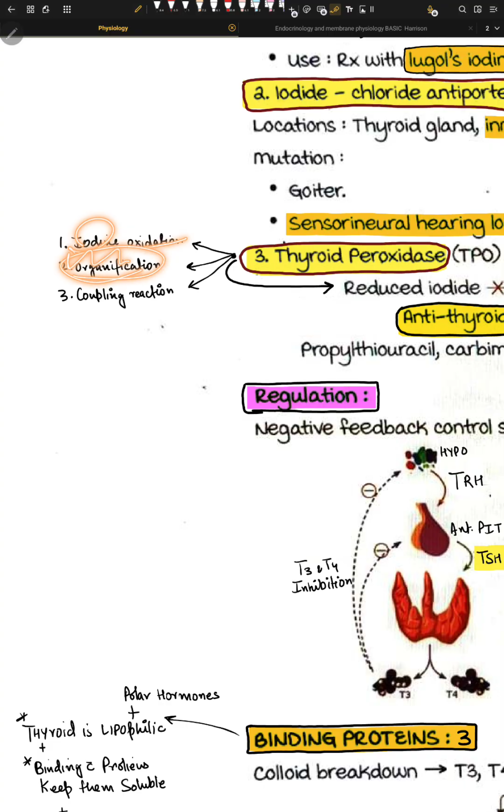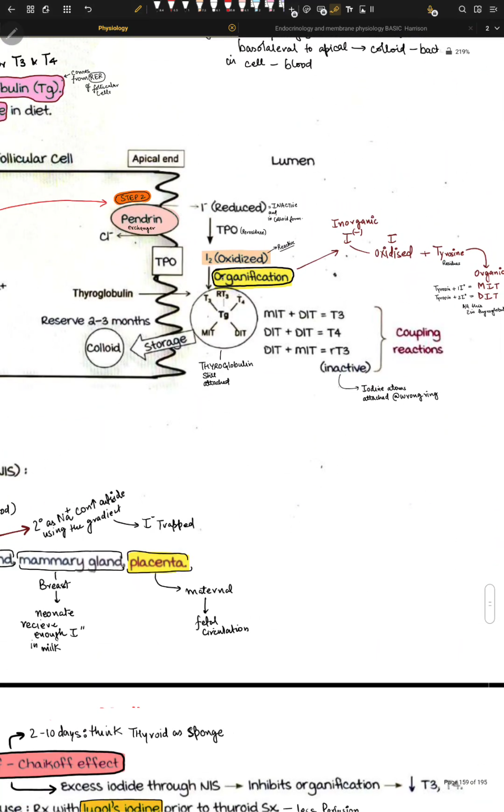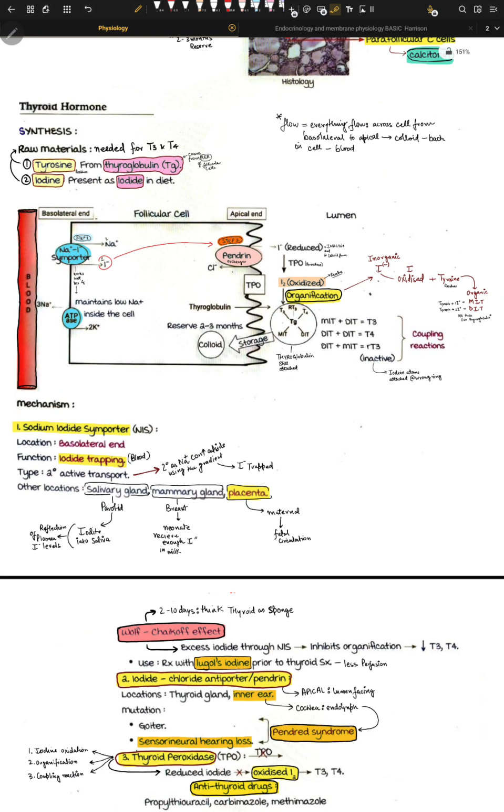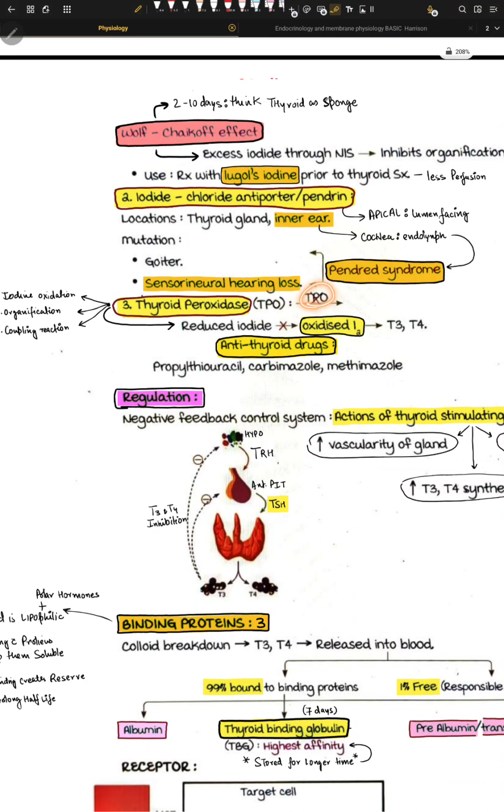I already told you it's needed for organification. It's needed for the coupling reaction. So TPO is needed for almost everything: for organification, for coupling, for this oxidation. Once you have bad TPO levels, it means that you will have bad T3 and T4 levels, right? So if TPO is not working, no oxidation, no T3, T4.